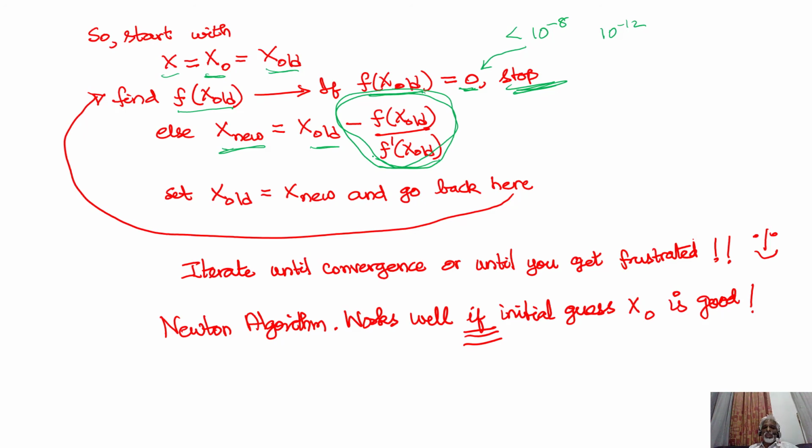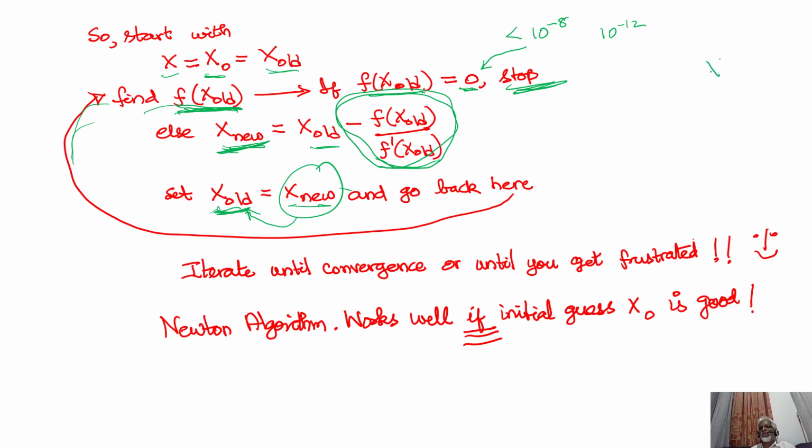And then once you calculate this new value of x, you have to say x old is equal to x new, and then go back here, because this is always based on x old. So the new value is assigned the symbol x old, and then you go here again. Find the value of the function at x old. If it is smaller than your tolerance, declare this to be the answer and stop. If not, find out an improved guess, a new x new.